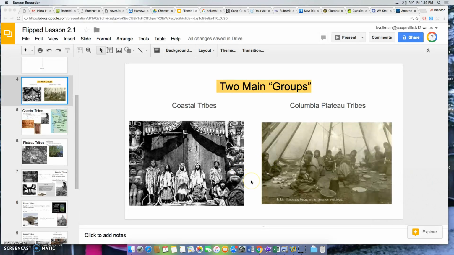All right, real quick, if you're looking at these two groups, right away we can see that the houses they lived in, the structures, were very different. Here we have a structure made mostly out of wood, whereas here it's some kind of material or hide. Also, even though it's black and white and the pictures aren't the best quality, we can kind of see the dress was maybe a little different as well.